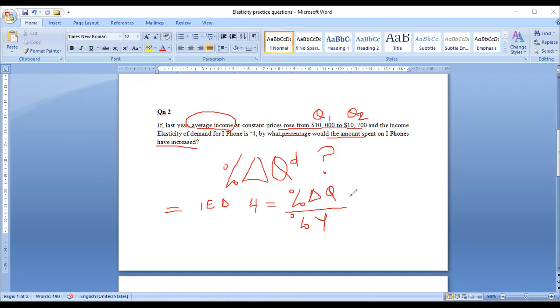So the quantity demanded, we don't know it. So practically it is 4 is equal to X, the unknown percentage change in quantity, which they are looking for, which they are asking, and then the other values of yours that you had interchanged. So people, let us be mindful of these questions. So what do we get there?